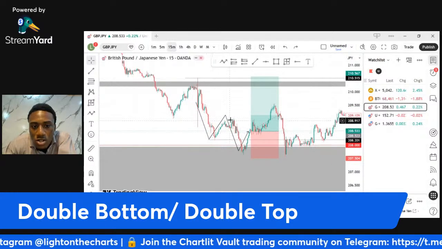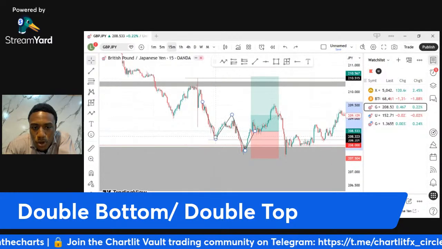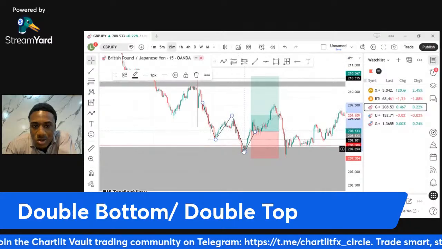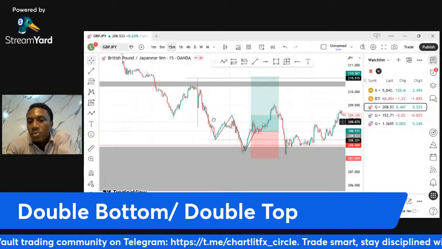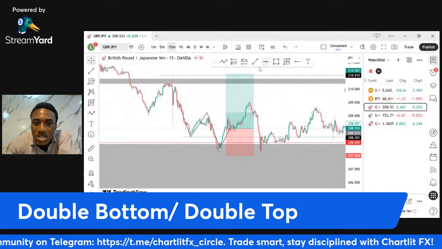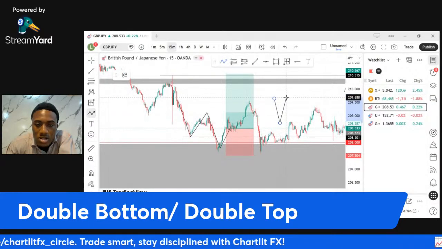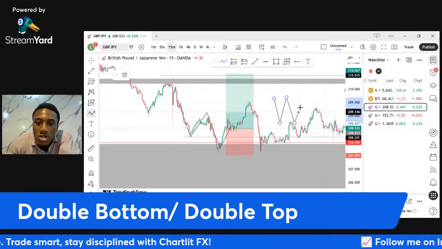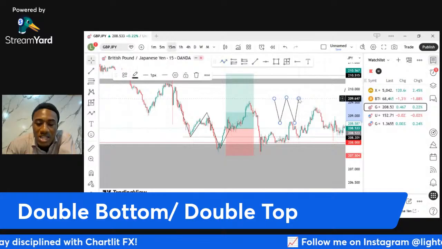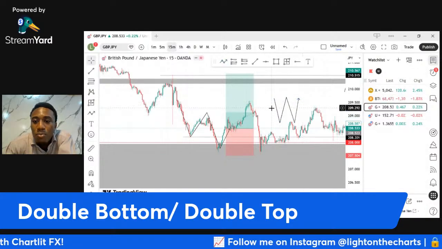You can look at this one. It's not perfectly a W. You can see this leg is longer than the first leg right here. So this is when you want to be getting in, on the second leg of the W pattern. It goes like this, comes down. On the second leg of it, that's when you want to be getting in. Same thing applies for the M pattern.